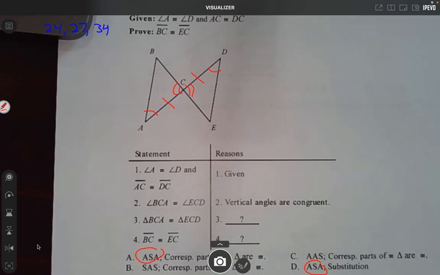Now, if you know that the triangles are congruent, then what do you know? Corresponding parts are congruent. Each little piece, that's what that means. And that's why your answer is A. If you know the triangles are congruent, you know each little piece is congruent.